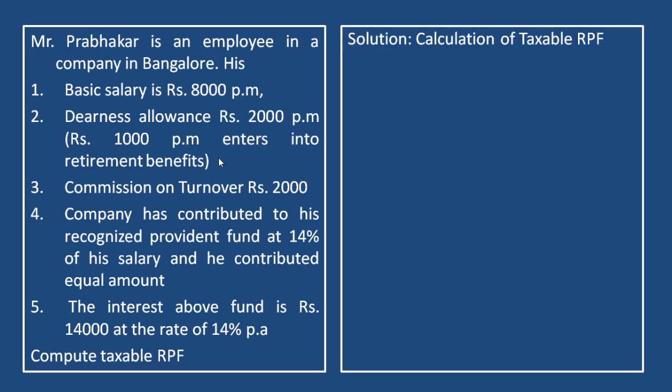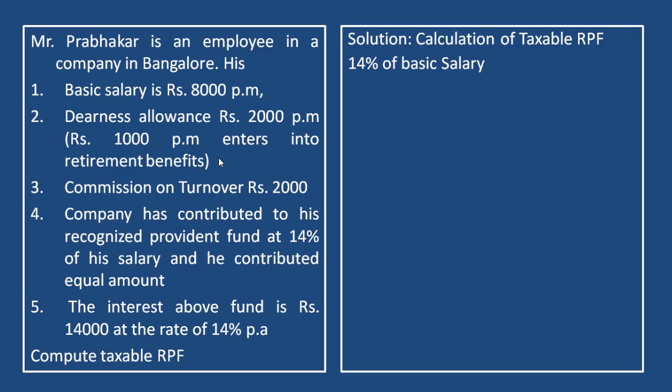Solution: calculation of taxable recognized provident fund. First, we should check how much 14% of the basic salary will come to. Here, what basic salary should we consider? For calculation of recognized provident fund, the meaning of basic salary is basic salary plus dearness allowance, only the part that counts for retirement benefits, plus commission on turnover. Only these three items will be considered.